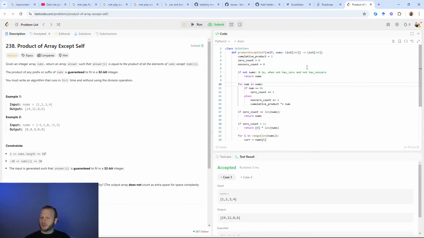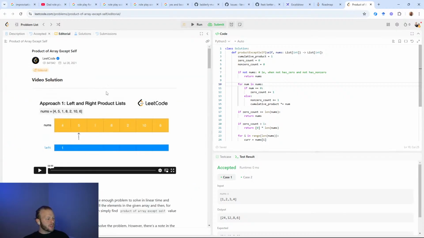Nope, I don't see how to do it. I can see how to solve it without division in O(n) time complexity, and I can see how to solve it in O(1) space complexity, but I can't see how to do both of those at the same time. I'm missing that. So I think I solved the follow-up without solving the original.